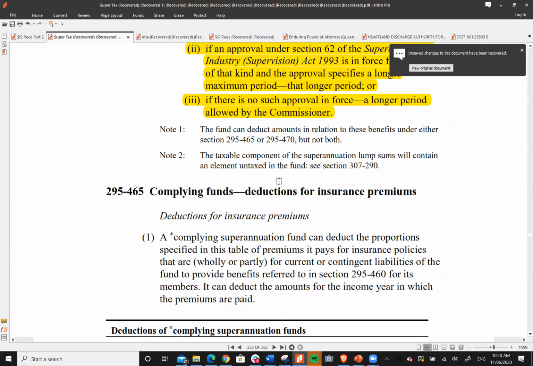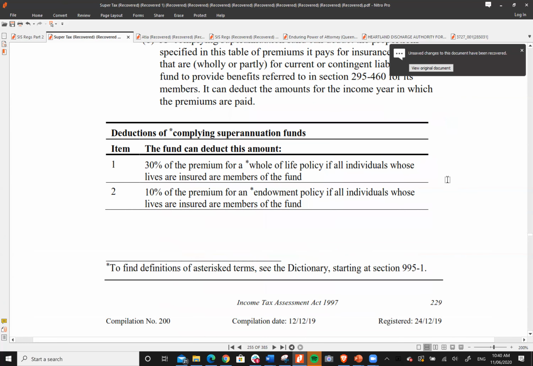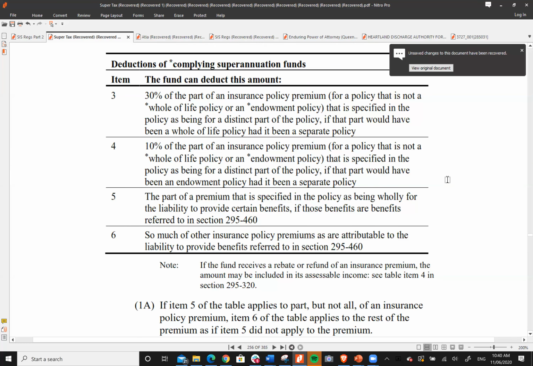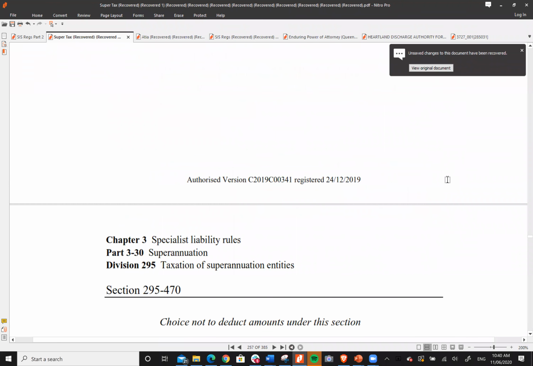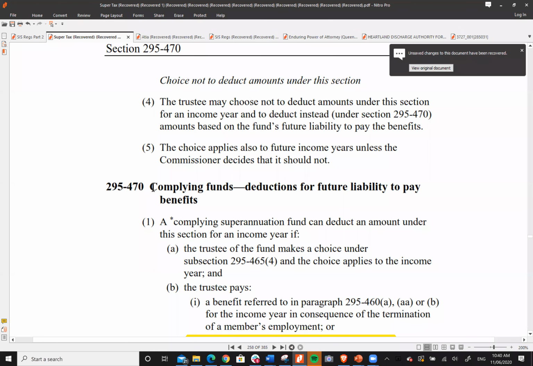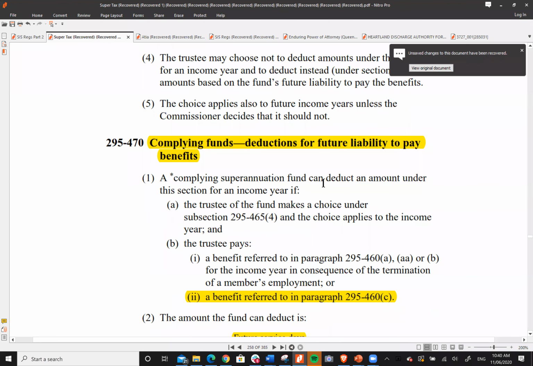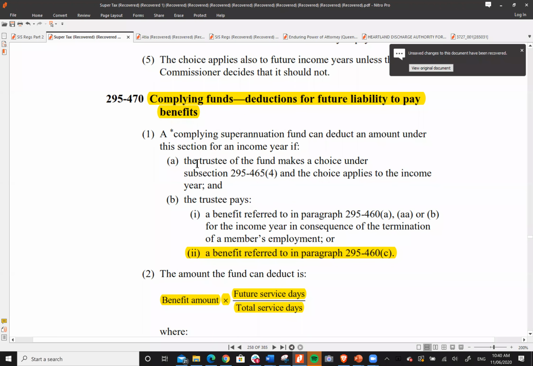Now, when we go through, there's the deductions for insurance premiums. I won't drift into this to any great extent. I want to get into moving through self-insurance, and I want to get into the actual payments. So complying funds, deductions for future liability to pay benefits. A complying superannuation fund can deduct an amount under this section for an income year if the trustee of the fund makes a choice under the subsection, and the choice applies for that income year. The choice simply means that they haven't got insurance in the fund in this year. So it's an either-or. Even if there was salary continuance, if you decide not to choose the premiums, then you dip into this section.